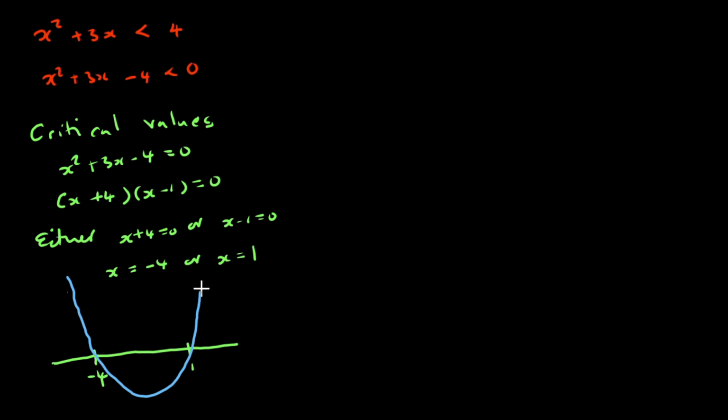Just in case you're asking yourself, but we didn't calculate the signs here, it's still fine. You can calculate them now. Pick any value before -4. We can take -10 and plug it in here. We get -10 squared plus 3 times -10 minus 4. The answer is going to be positive. If you pick any number in between, 0 for example, 0 squared plus 3 times 0 minus 4, we are going to get a negative answer.